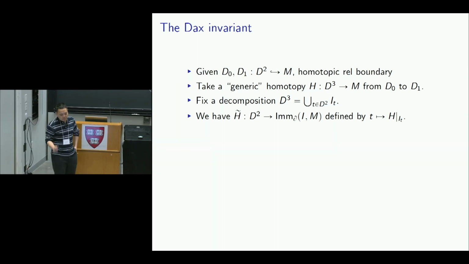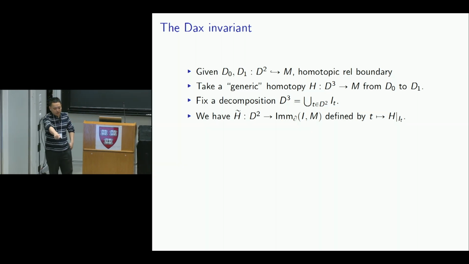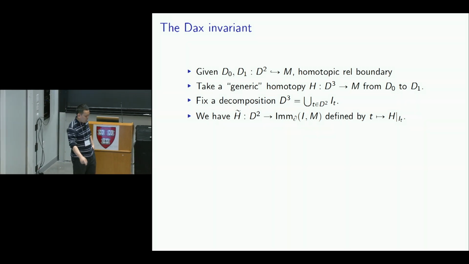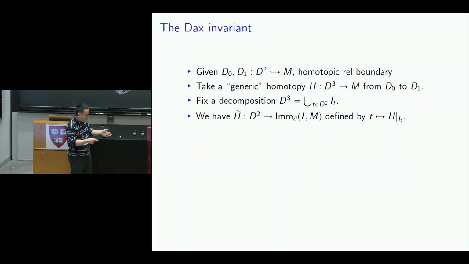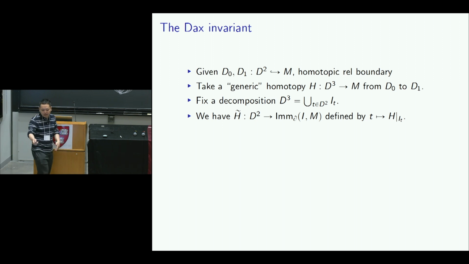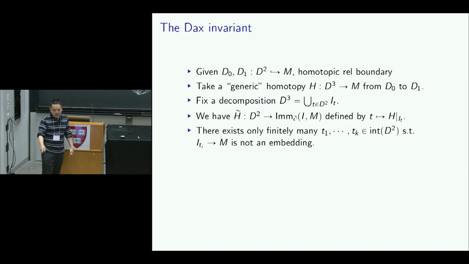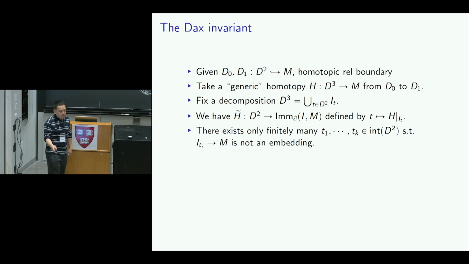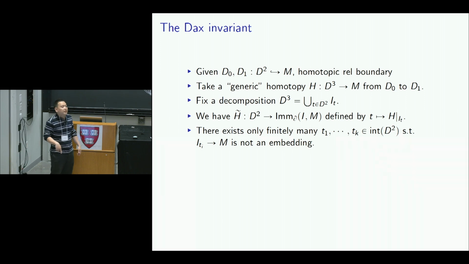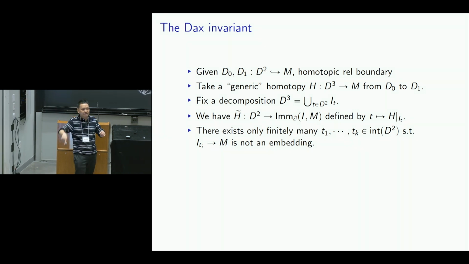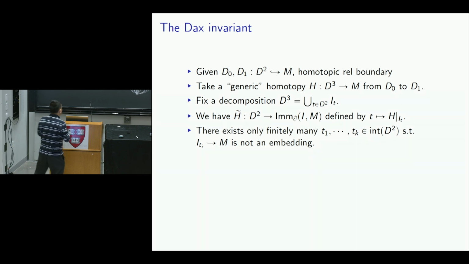So we have this map, and it turns out that the space of immersions contains the space of embeddings as an open subset and some lower-dimensional strata. The codimension two strata are those immersions with a single double point. If we choose H to be generic enough, then there exist only finitely many t's such that these arcs are not embedded, and each of them has a single double point.